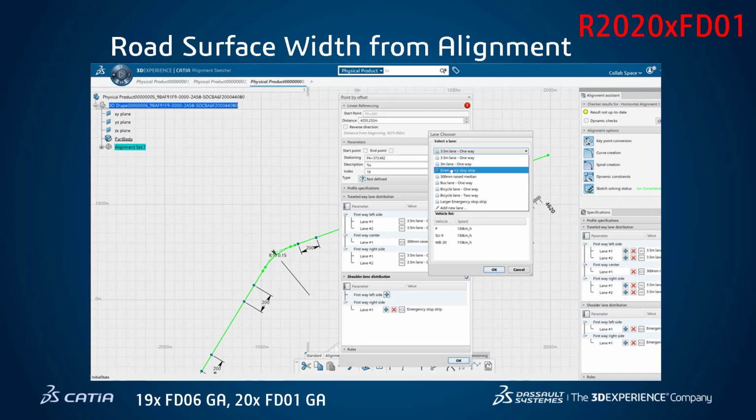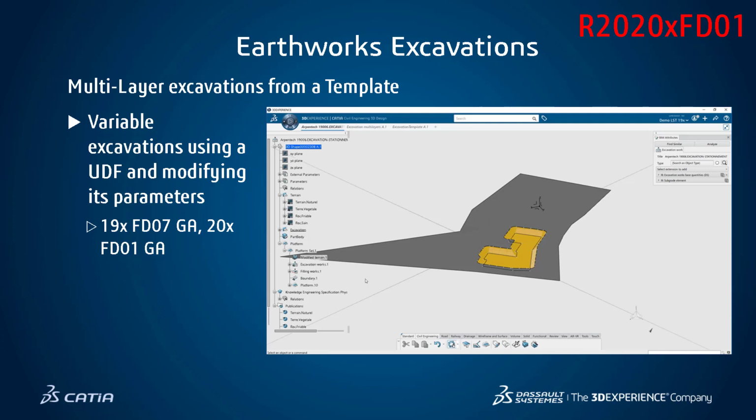Coming in 21X or 20X FD01, there's also enhancements to alignment design to allow for road widening and narrowing, and that information is included on the alignment directly. So when you create the road surface, the width of the surface is going to come directly from the information that's defined when designing the alignment. Also in 20X FD01 is the ability to do excavations using UDFs or templates from the database.